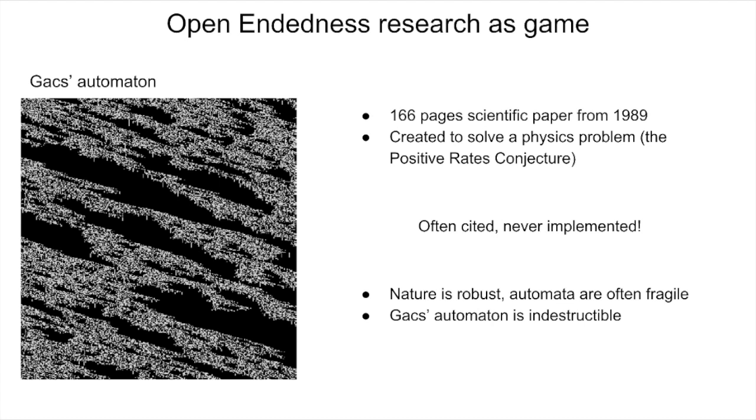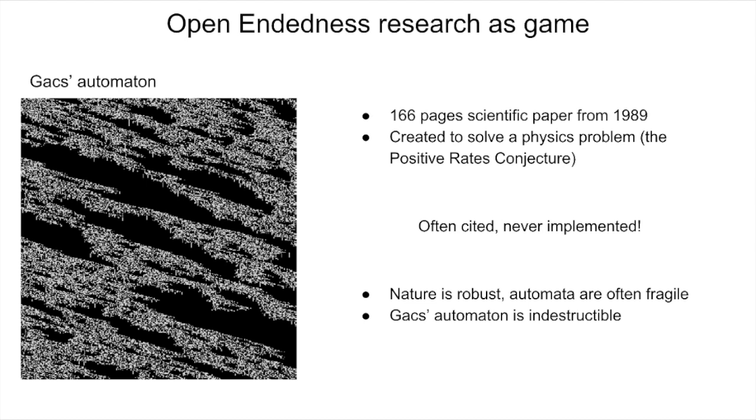If you change even just 1 pixel, the whole thing collapses. And real living organisms are not this fragile. They can usually withstand a little bit of damage and then just repair themselves. And it is this idea of self-repair that made me interested in Gacs' automaton when I was a PhD student. So how do you make an automaton that cannot be destroyed?